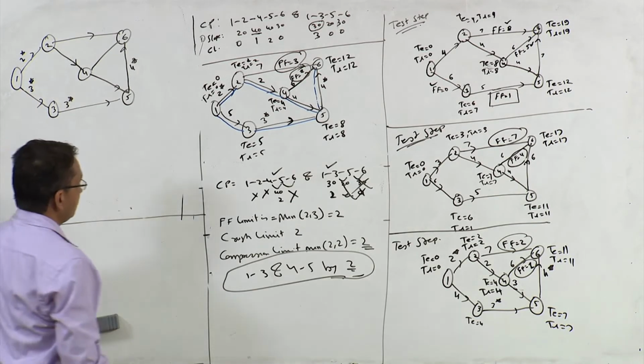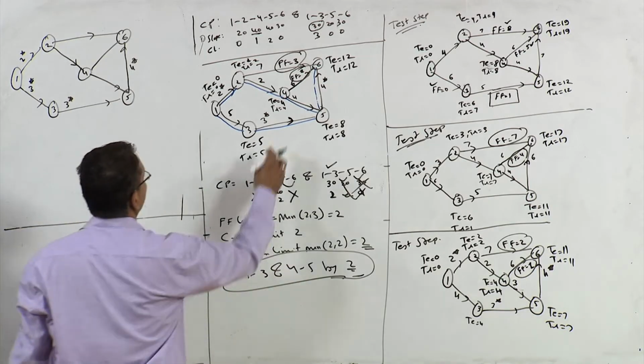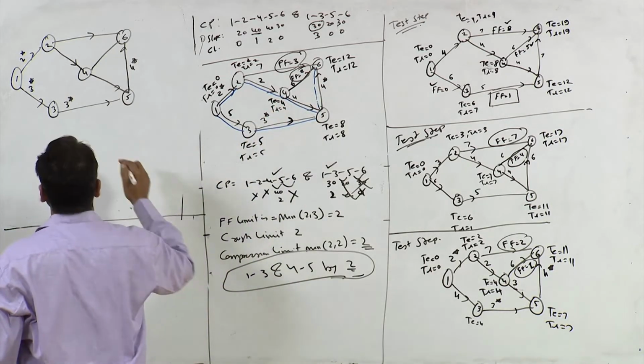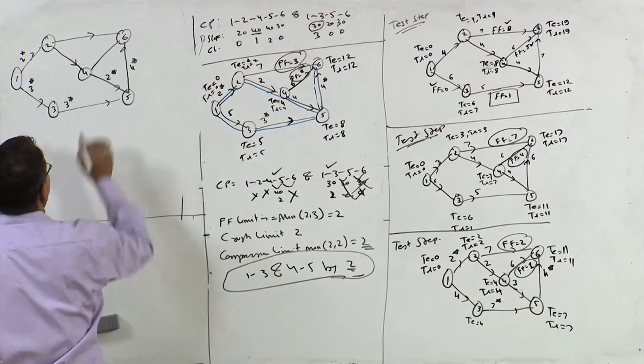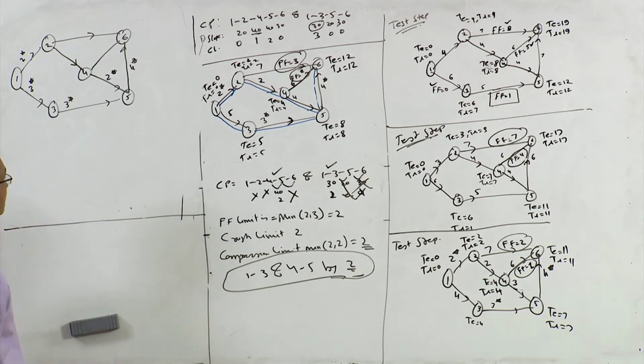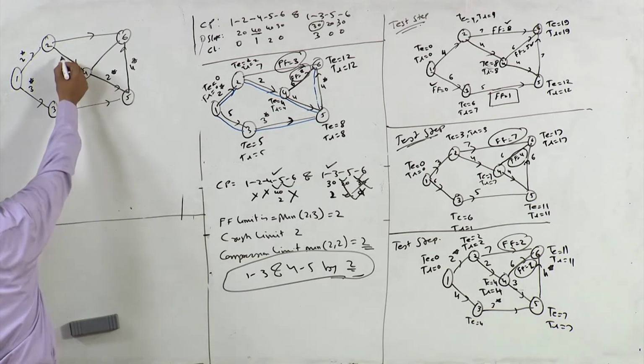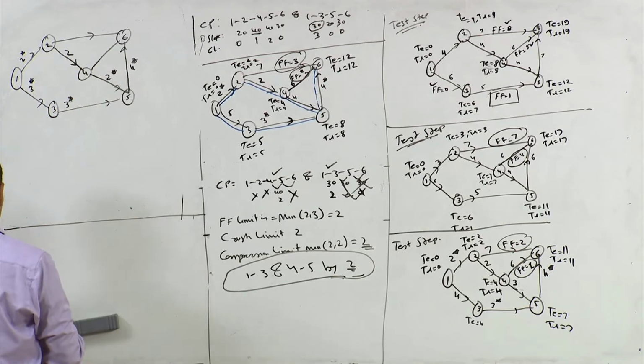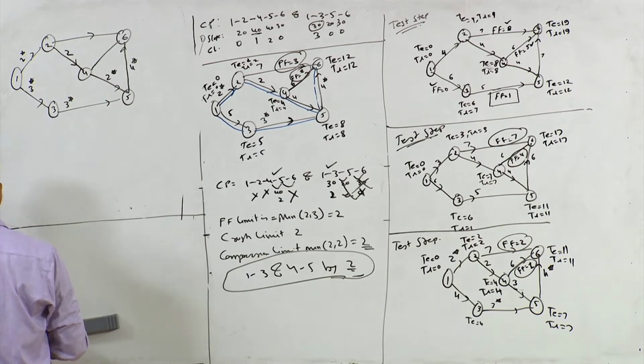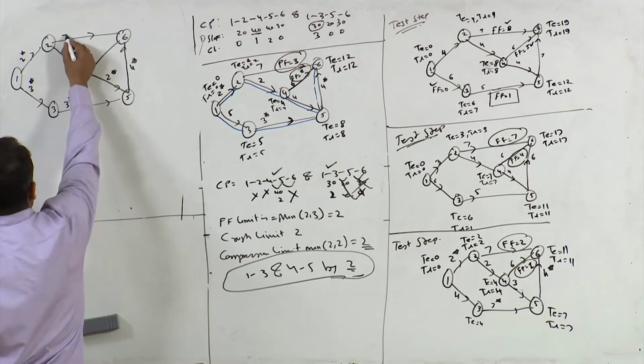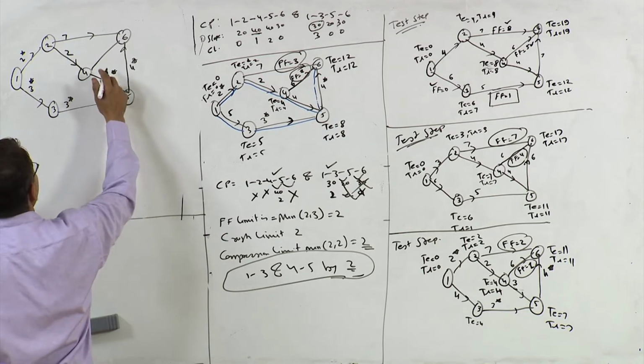The other one is 4 5. Where is 4 5? 4 5 is this 2. Now this also is exhausted, right? What is left? Of course this is 2. So this is 7 and this is 6, right?